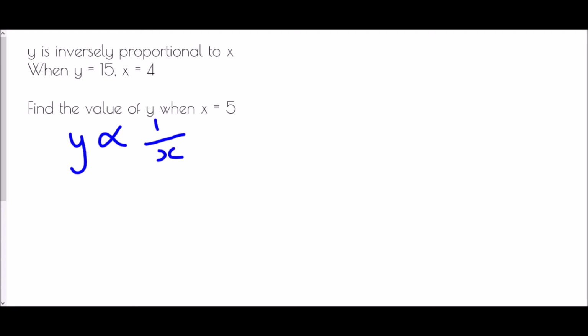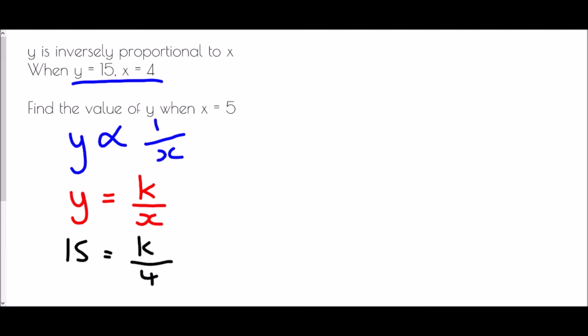And so we now go through the same process as we did before. We need to now change this into an equation. So we need to change it into equals. Now if I multiply 1 over x by k, that will give me k over x. And so my formula becomes y equals k over x. And all I'm going to do is go to my second line in the question and replace my y and x values. So y equals 15, k over 4.